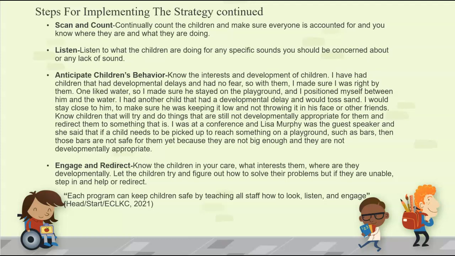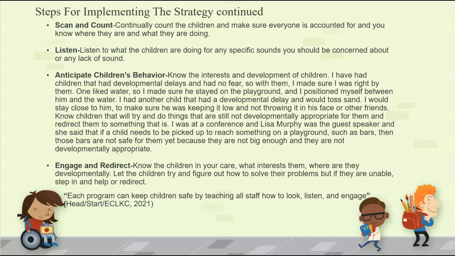Scan and count. This means you're continually counting the children and make sure everyone is accounted for and you know where they are and what they are doing. Listen. This means you listen to what the children are doing for any specific sounds you should be concerned about or any lack of sound.